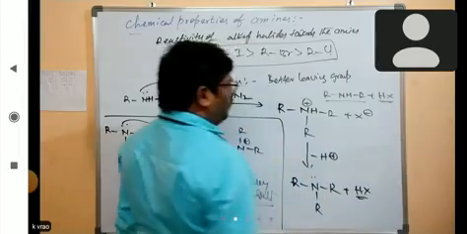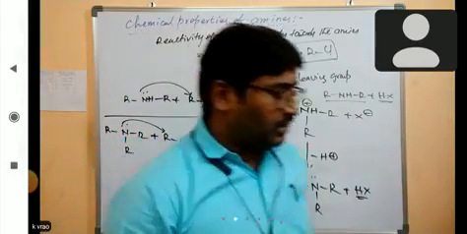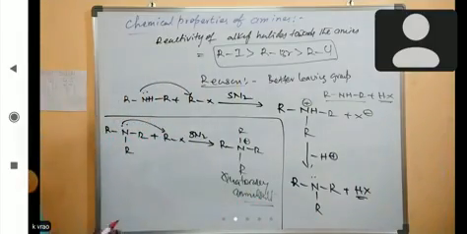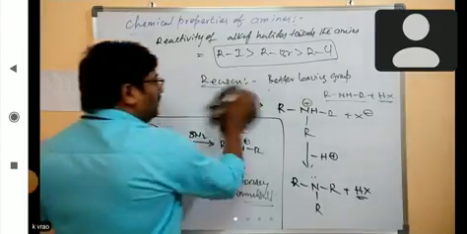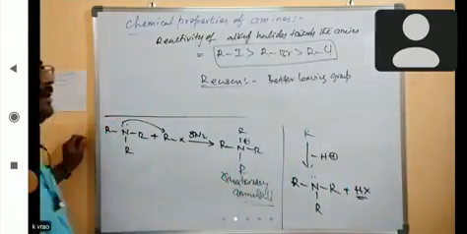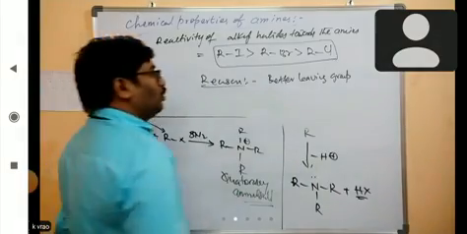A better leaving group, after its departure, makes a weak base. We already discussed this in the SN2 mechanism. Already we know that better leaving groups favor the SN2 mechanism. That's why it is a better leaving group.